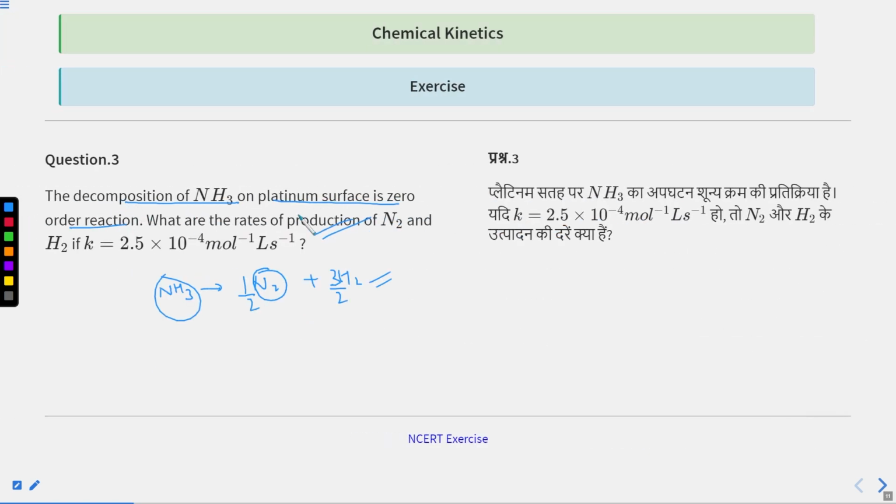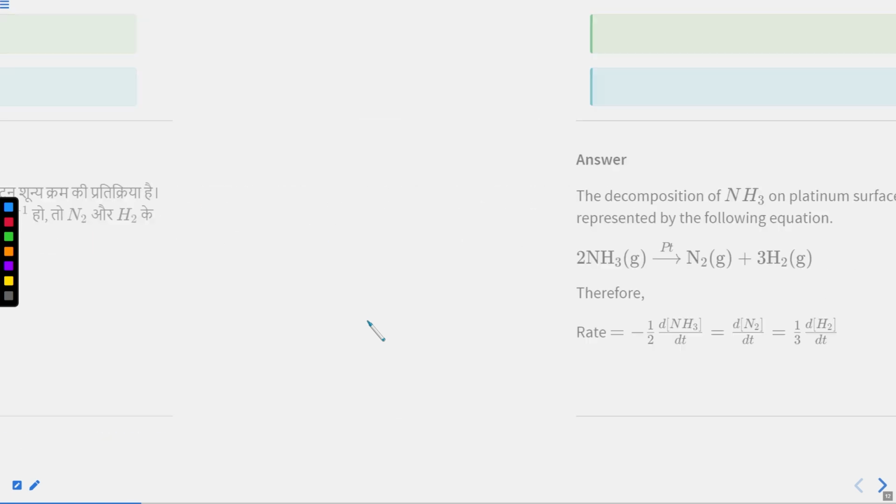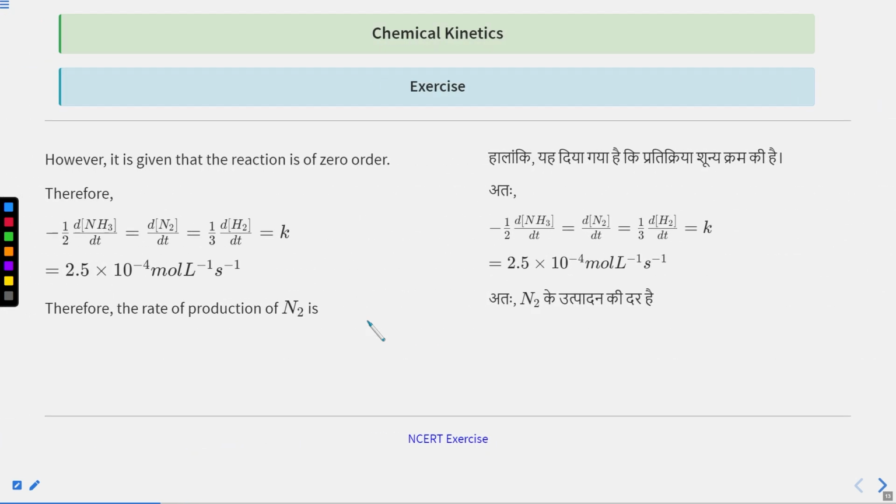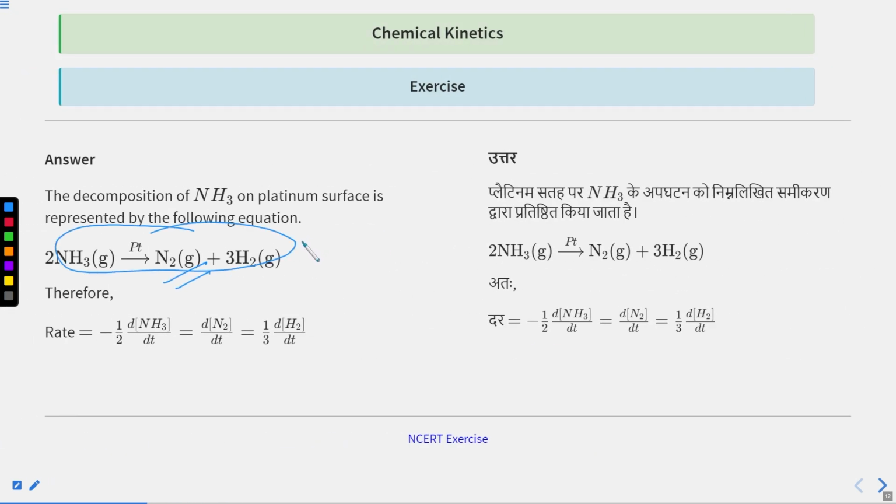The decomposition of NH3 is given, and the rates of production of N2 are asked. I think the equation should be given along with this question, and then only we will derive according to the question. So let us put this question on hold. They have done the same thing; the only difference is that they have taken a different equation. If we divide all of this equation by 2, this will be 1, this will be 1 by 2, and this will be 3 by 2.